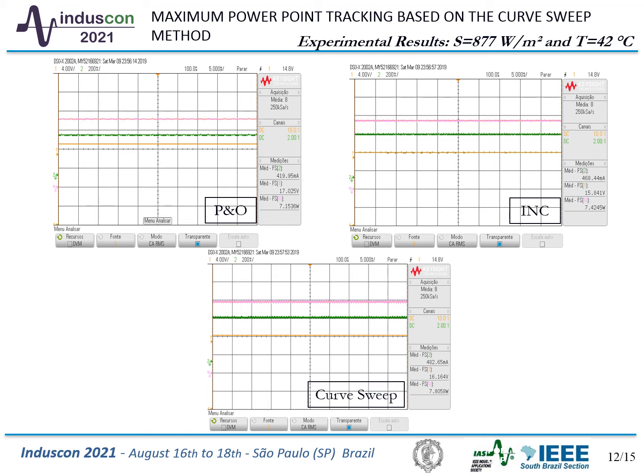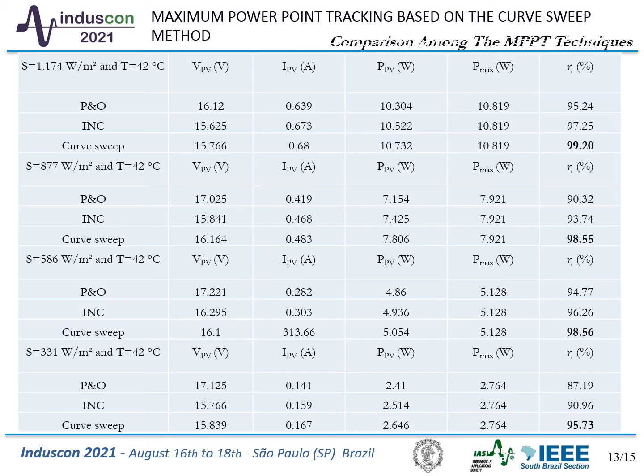The voltage, the current, and the extracted power were measured with an oscilloscope, and it is observed that the proposed curve sweep method is the one that presents the highest maximum power extracted from the module. Similar tests were performed with varying irradiance conditions, and as shown in this table, the voltage, the current, and the extracted power were measured. The extracted power is also divided by the maximum theoretical power so that the efficiency is calculated for each one of the techniques. It is observed that the proposed technique is the one that presents the highest efficiency for every climatic condition.